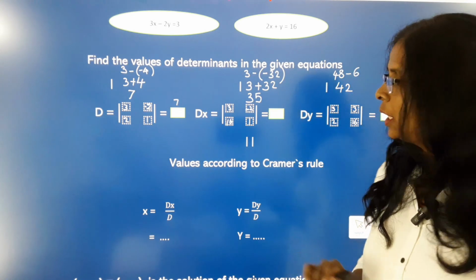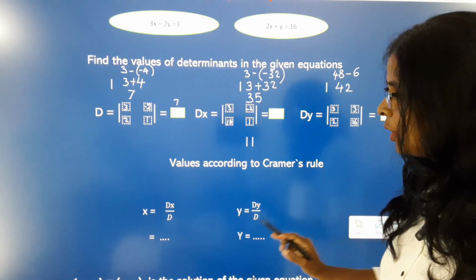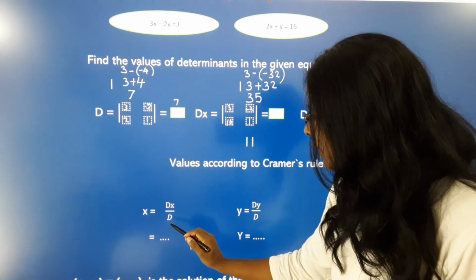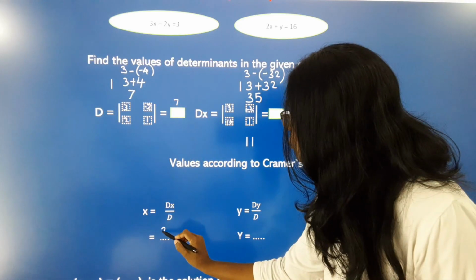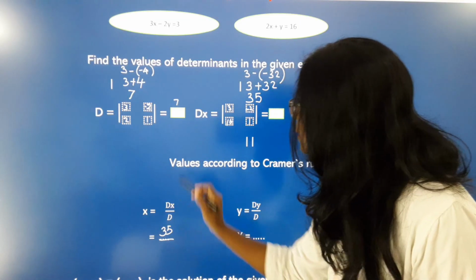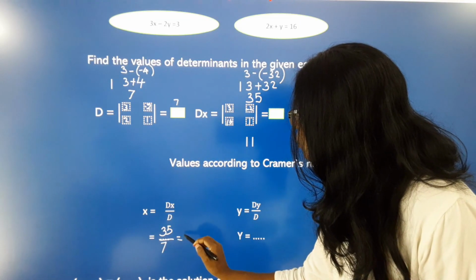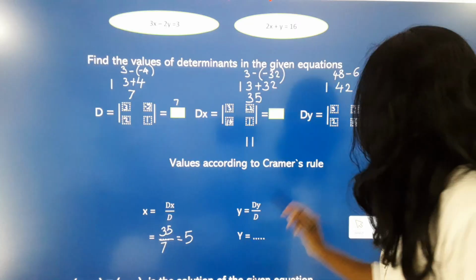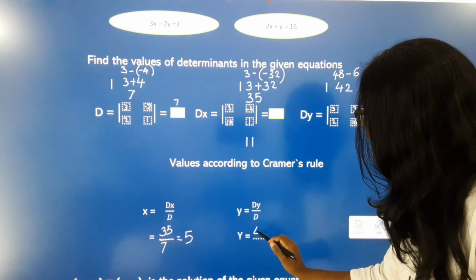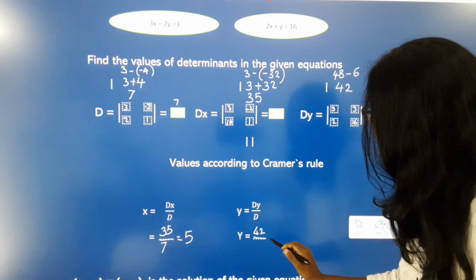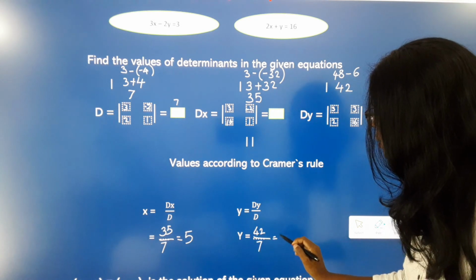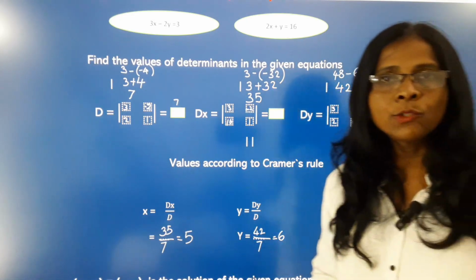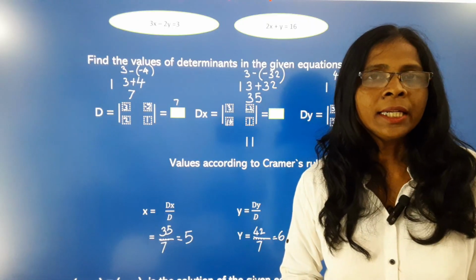So D of y is equal to 42. Now the values according to Cramer's rule. Here x is equal to D of x upon D. That means we write D of x, that is 35, so 35 divided by 7, which is equal to 5. And y is equal to D of y upon D, that is D of y is 42 and D is 7, which is equal to 6. So we say that x is equal to 5, y is equal to 6 is the solution of the given simultaneous equations.